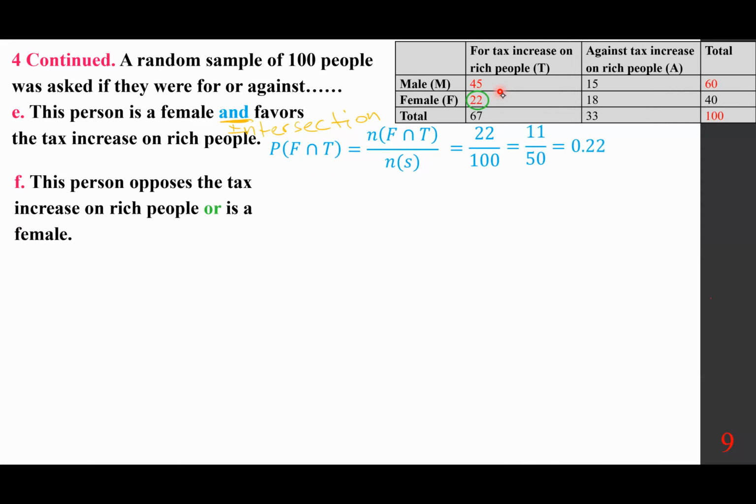This person opposes the tax increase on rich people or is a female. So this is called union of events. And for the union, probability of A union B is probability of A plus probability of B minus probability of A intersection B. That's a formula. It's also called the addition formula.